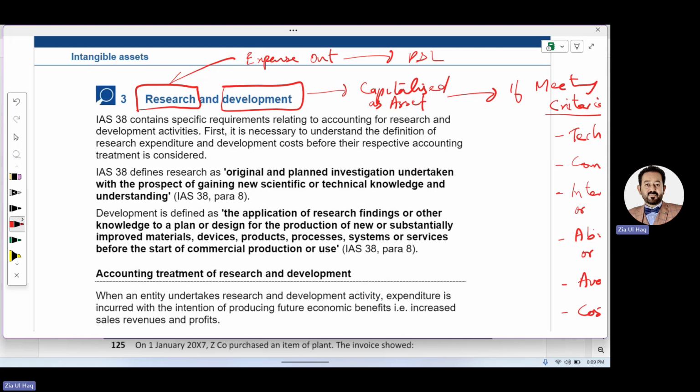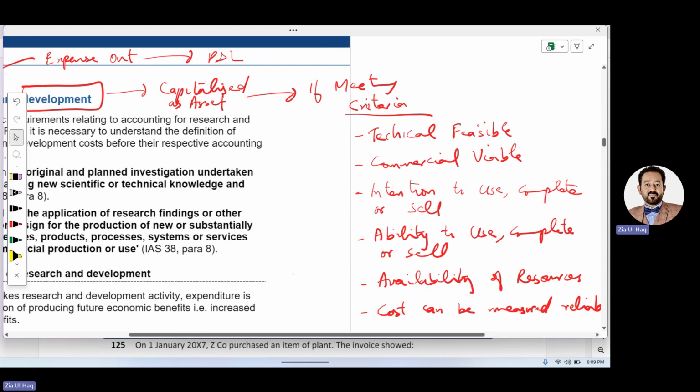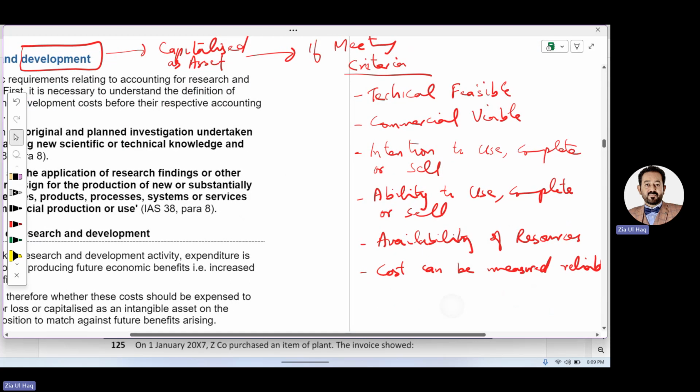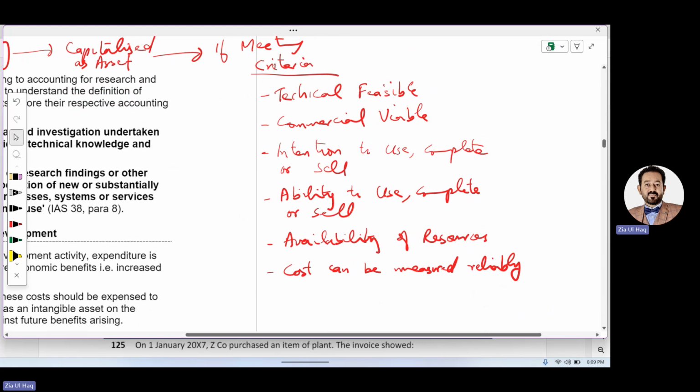But if we have found a formula through which we can develop a vaccine product, that will be called development cost, and that must be capitalized if meeting these 6 criteria. What are the 6 criteria? Technical feasibility. Technical feasibility means we can actually produce a product from that formula. If we cannot produce a product realistically, that will be research and will be expensed out. If yes, in reality we can produce a product from that formula, this means the development is meeting this criterion.